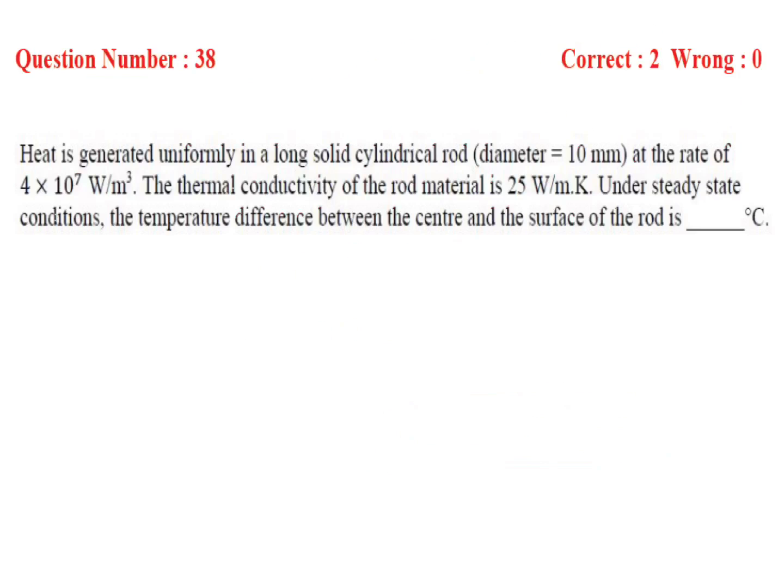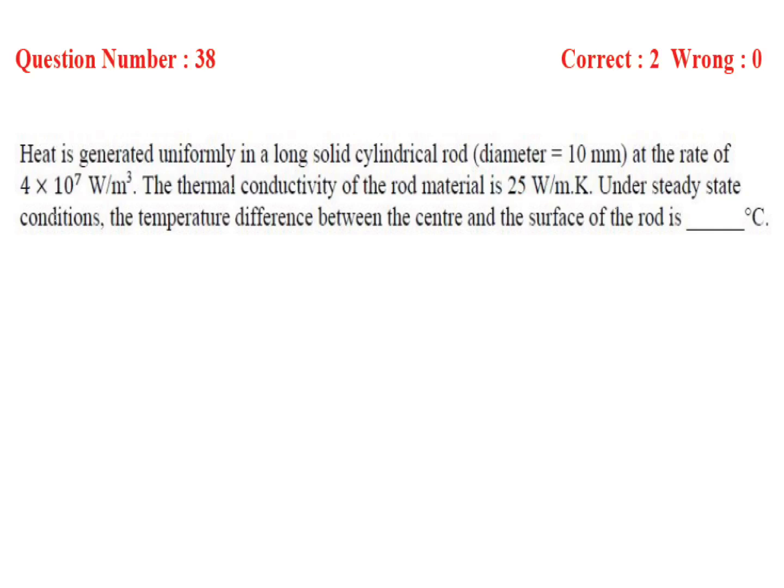Heat is generated uniformly in a long solid cylindrical rod of diameter 10 mm at the rate of 4 into 10 to the power 7 watt per meter cube. The thermal conductivity of the rod material is 25 watt per meter Kelvin. Under steady state condition, the temperature difference between the center and the surface of the rod is how much? This question is a little bit difficult and time taking also. You have to use the heat conduction formula for a cylindrical rod.